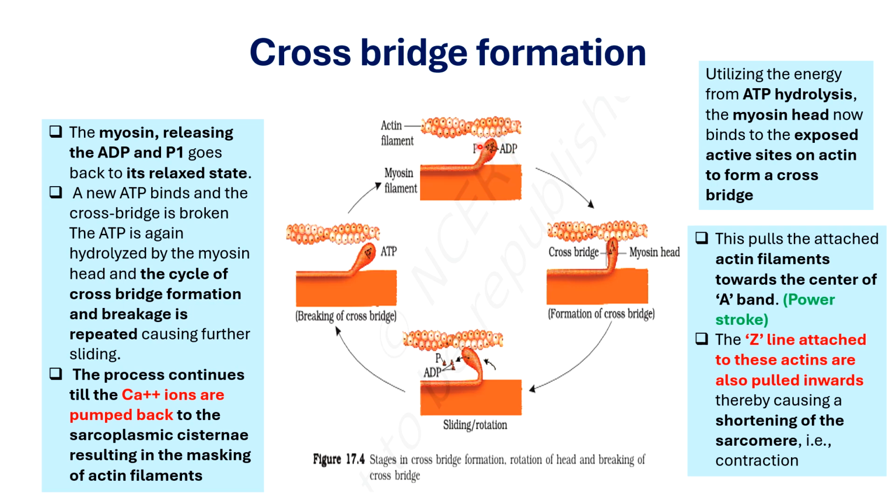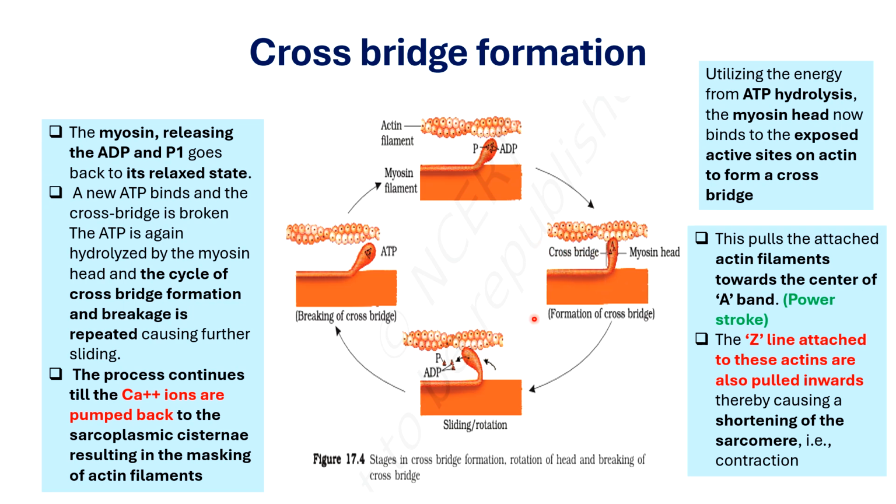Here the ATP molecule that is bound on the myosin head is hydrolyzed. This hydrolysis of ATP gives the energy for the binding of the myosin to the actin molecule. Actin has already exposed its active sites, so the actin is bound to the myosin here. So this results in the formation of cross bridge.